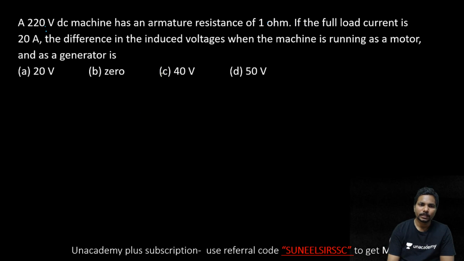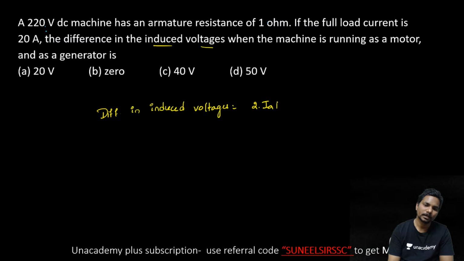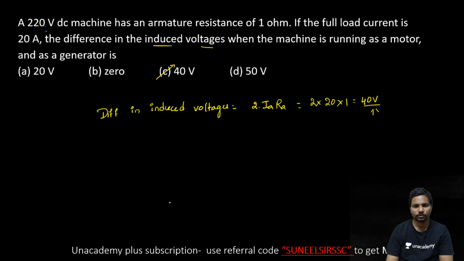Yes. Here they are asking about difference in the induced voltages. Difference in induced EMF or induced voltages is nothing but 2 into IA RA. So that is 2 into IA, they have given 20, RA they have given 1. So that is nothing but 40 volts. Okay, within 5 seconds we can give the answer.